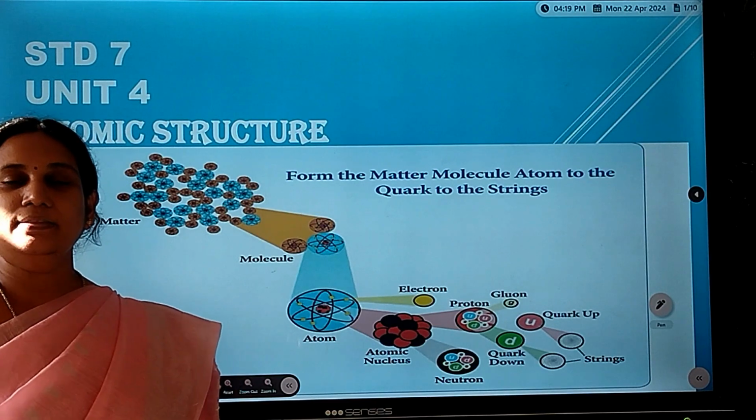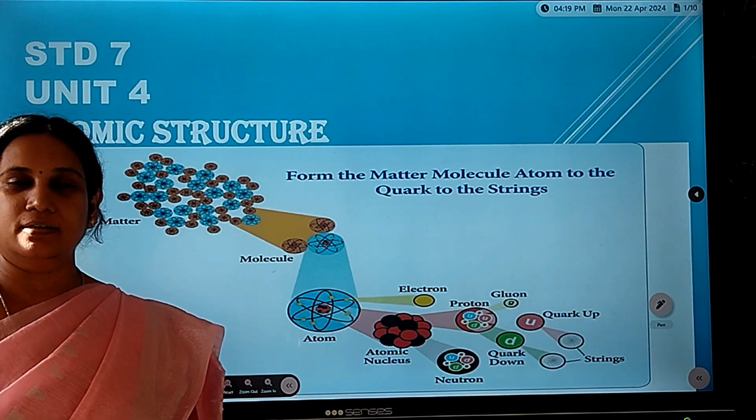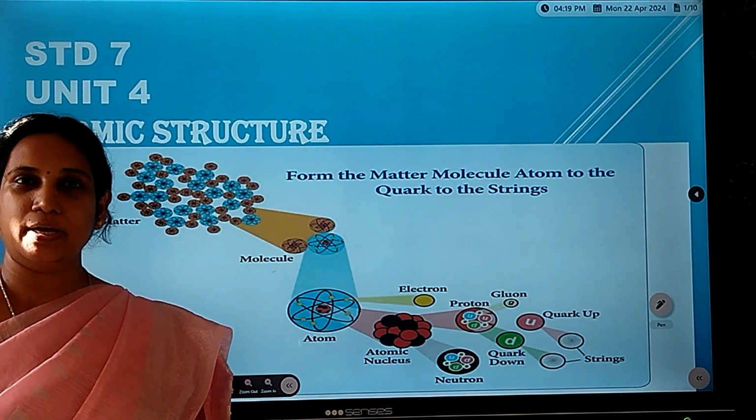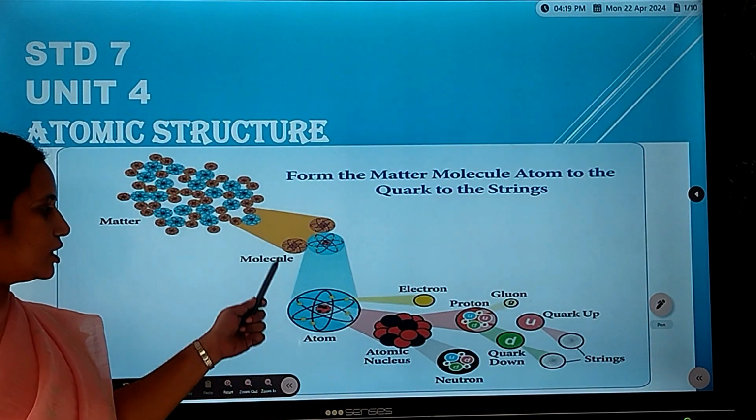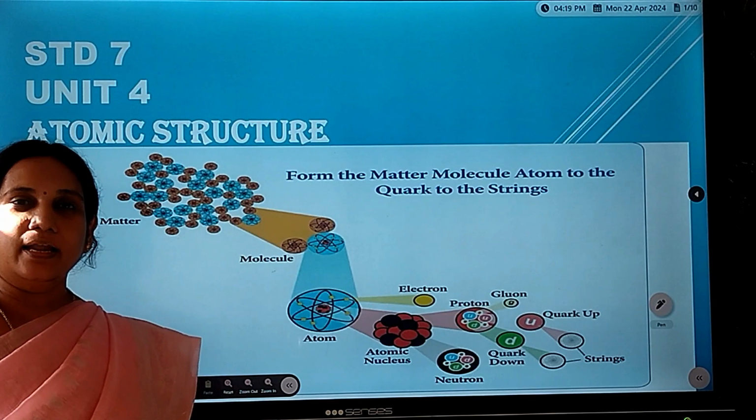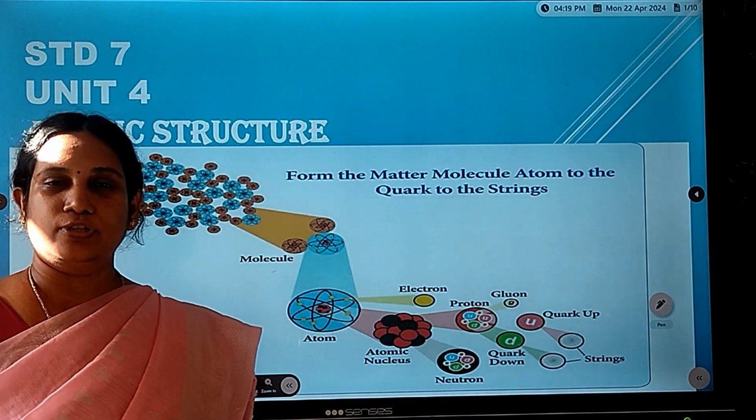You know children, anything around us is made up of matter. And do you know what matter is made up of? Matter is made up of molecules and molecules are made up of atoms. And atoms are the basic unit of matter.